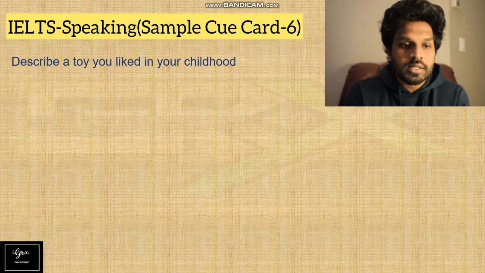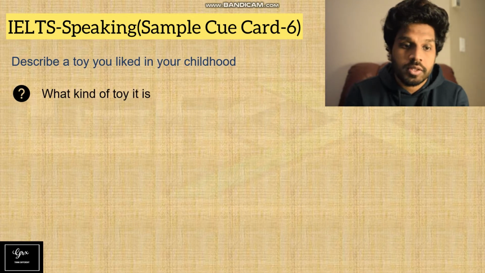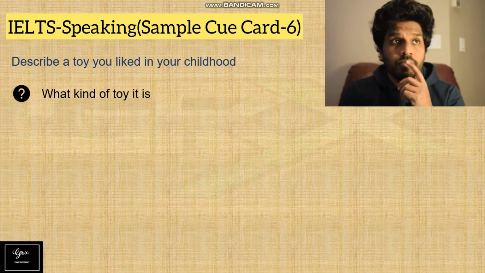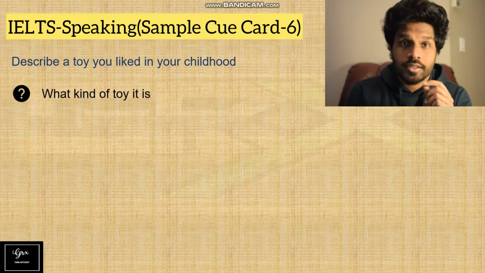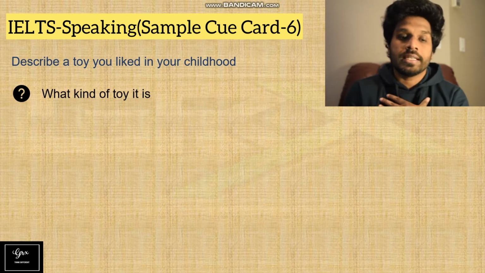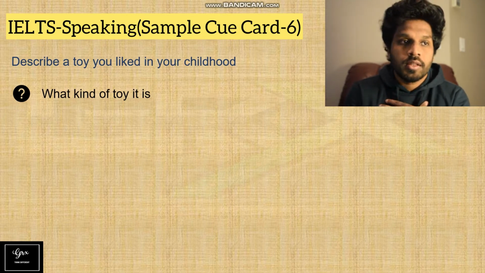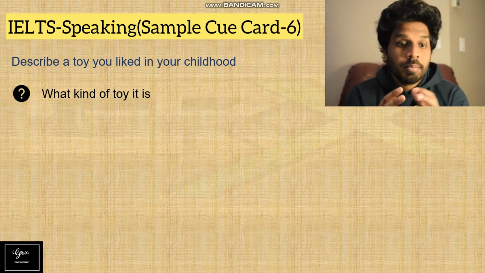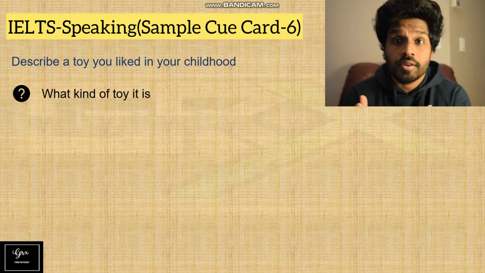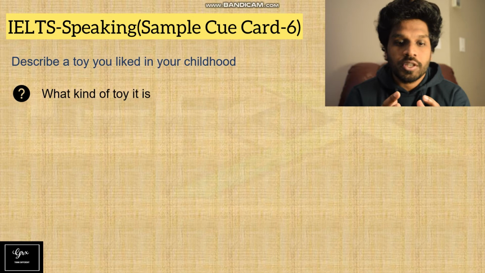For cue cards especially, you'll have to be prepared with certain questions, because when you get 1 minute to explain, it is going to be really tough. What kind of toy will you explain about? From my point of view, some people will take a Barbie doll, girls especially, or soft toys like a teddy bear. But if you take it, you have to describe it, make a story out of it, and do lots of things, right? So you might run out of words.